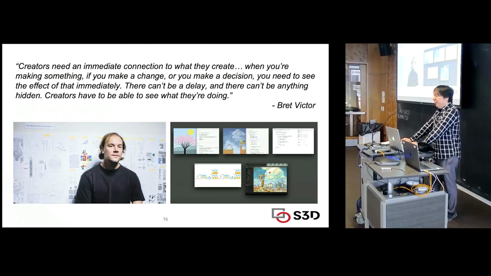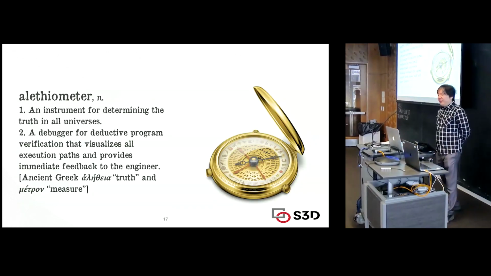He explains the meaning of this principle is that when you're making something, if you make a change or you make a decision, you need to see the effect of that decision immediately. There can't be a delay, there can't be anything hidden. Creators have to be able to see what they're doing. And he goes on to argue that most coding environments violate this principle and demonstrates tools that enable programmers to see immediately what their program is doing.